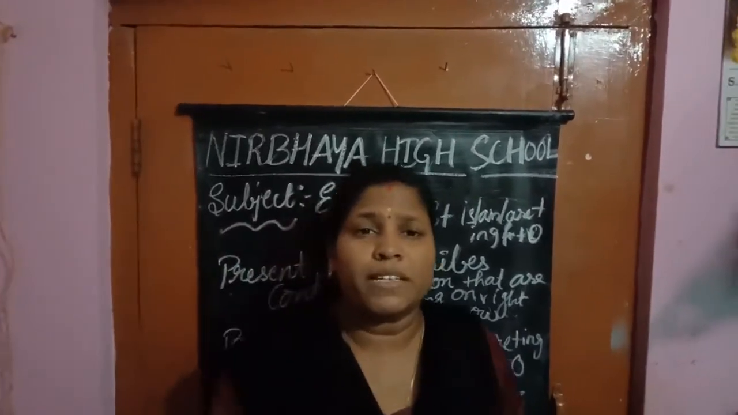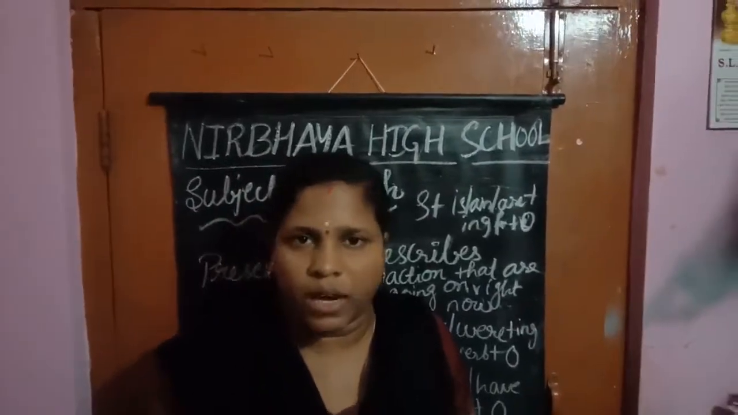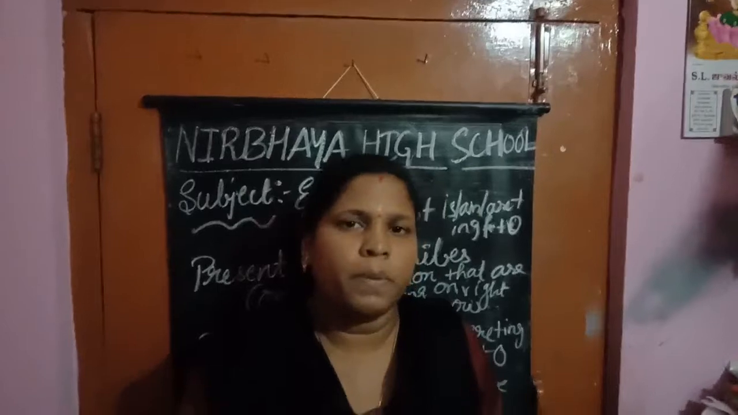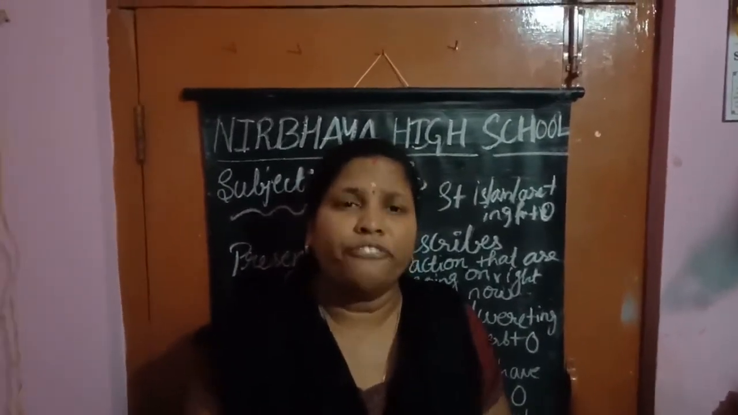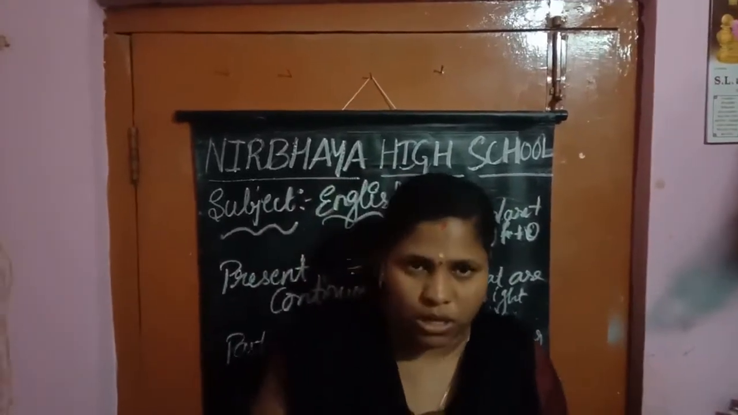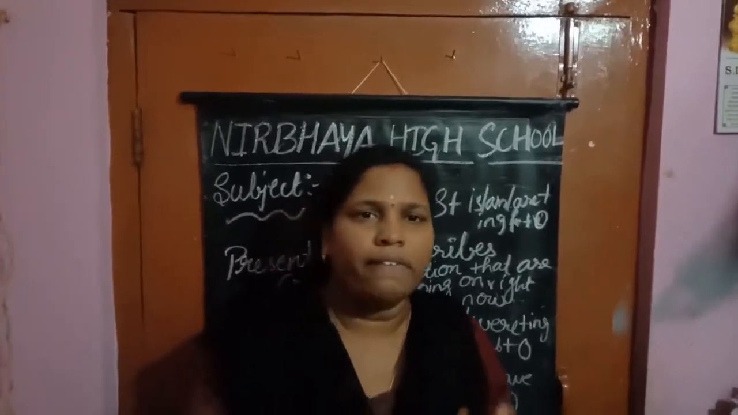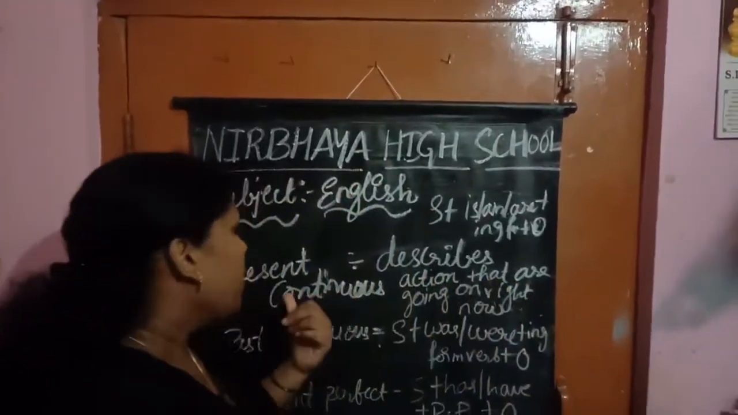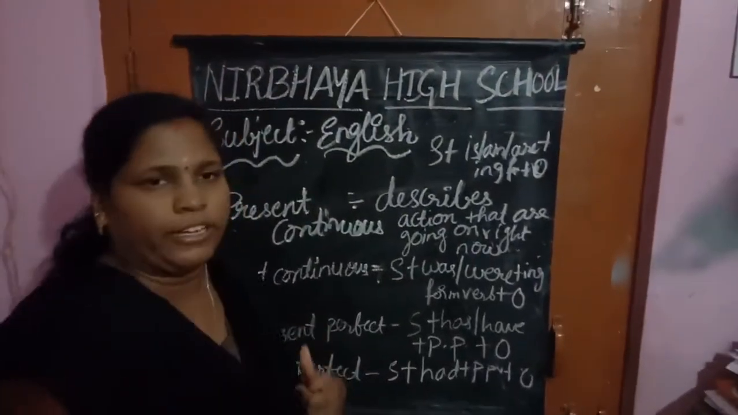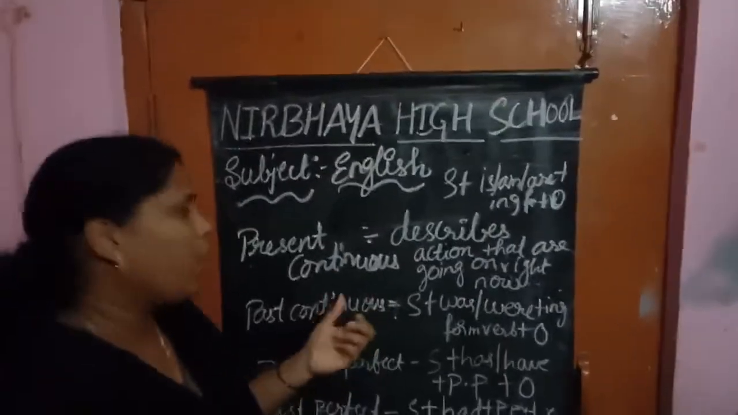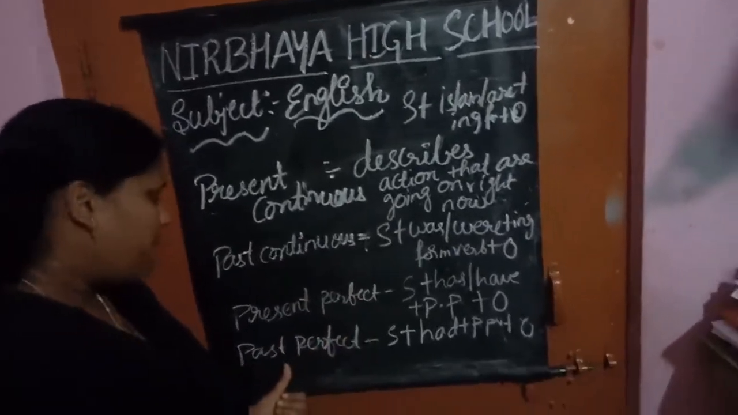Yes, children. Simple present means what? The habits, whatever we are doing every day, that is called simple present. And simple past? Which has already happened, which is already finished. And simple future is what is going to be done. These three we have learnt. Today we are going to learn about present continuous, past continuous, present perfect, past perfect. Understood, children?